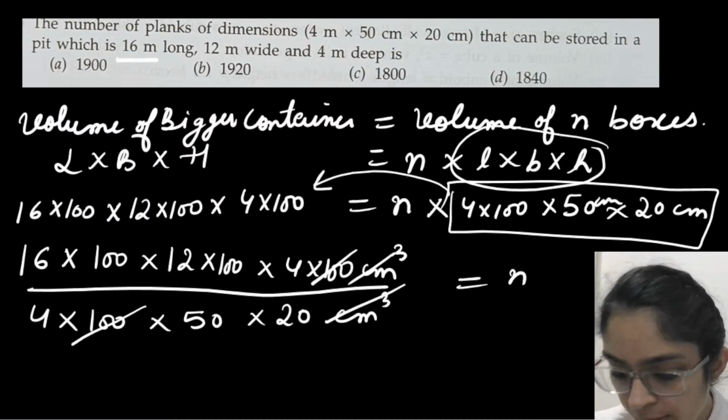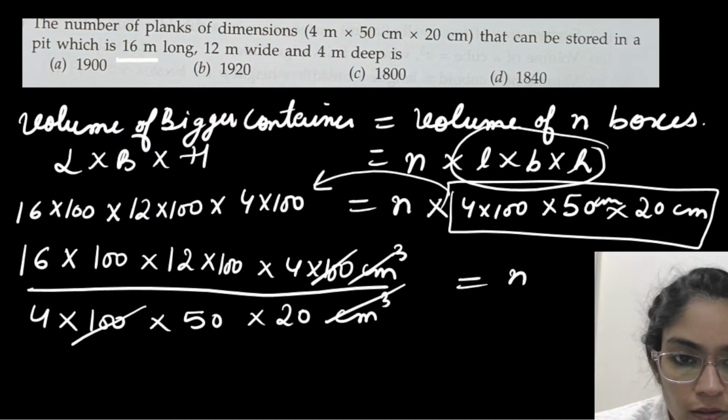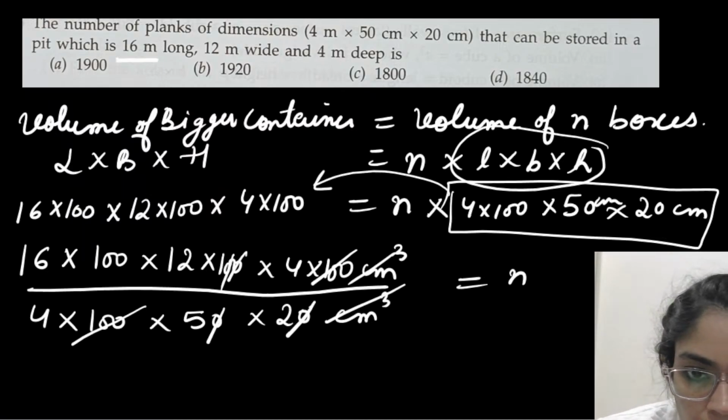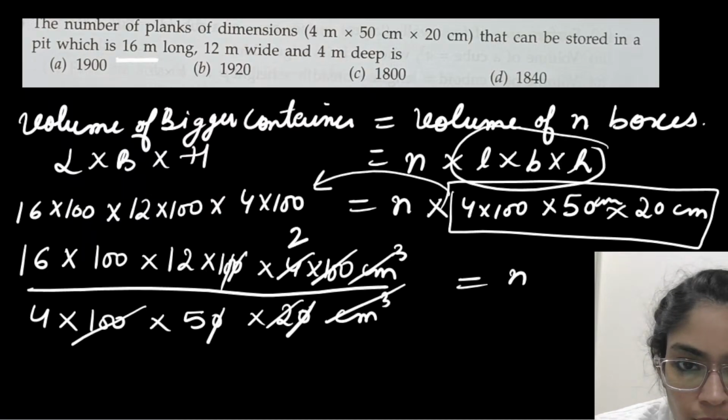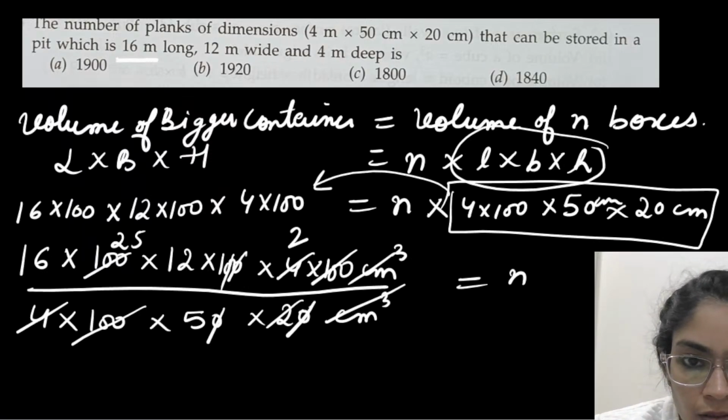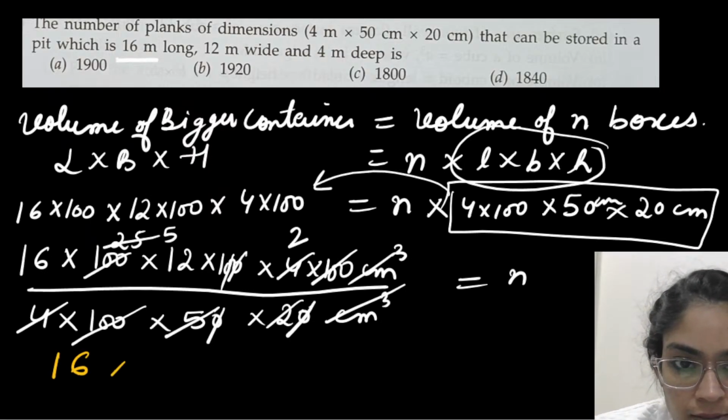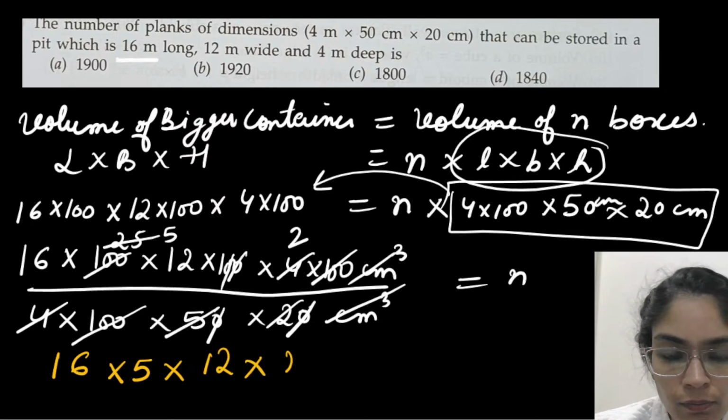Answer is 1920, we'll see. Here 10 will get cancelled with this one, 10 from here. 2 into 1, 2 into 2. 4 into 25 is 100. What else can we cancel? 5 into 1, 5 into 5. Now we are left with 16 into 5 into 12 into 2 equals n.